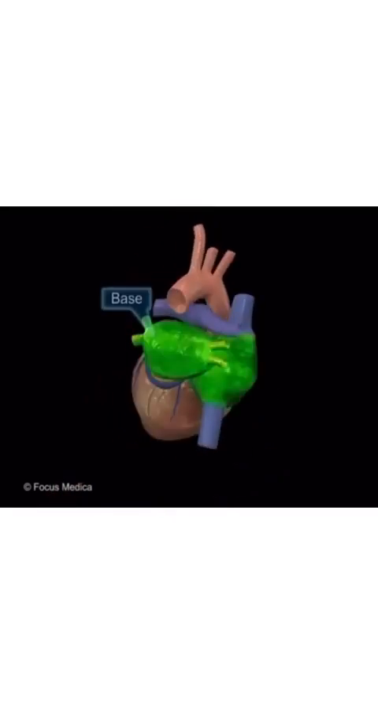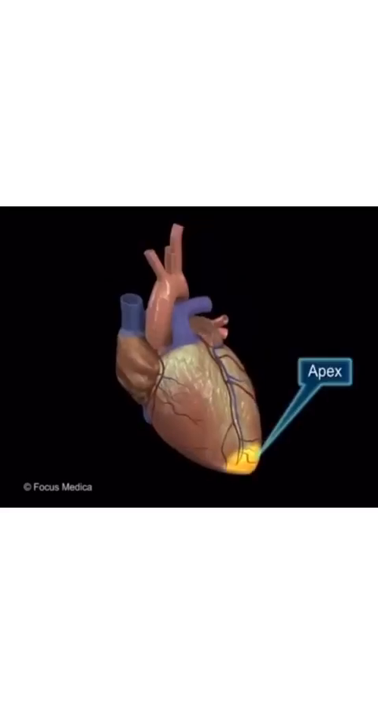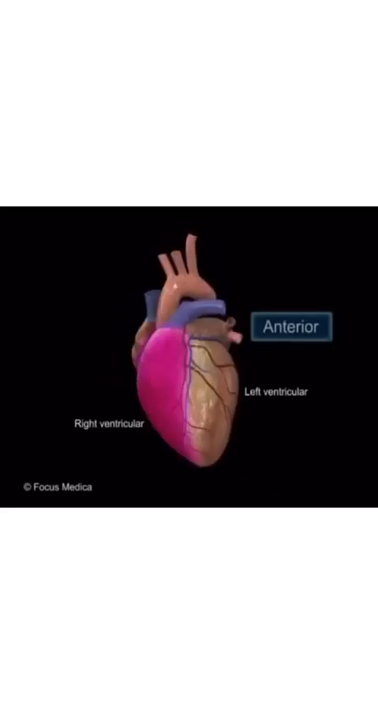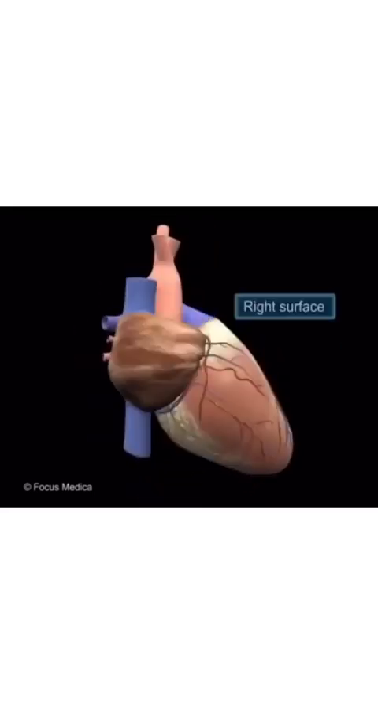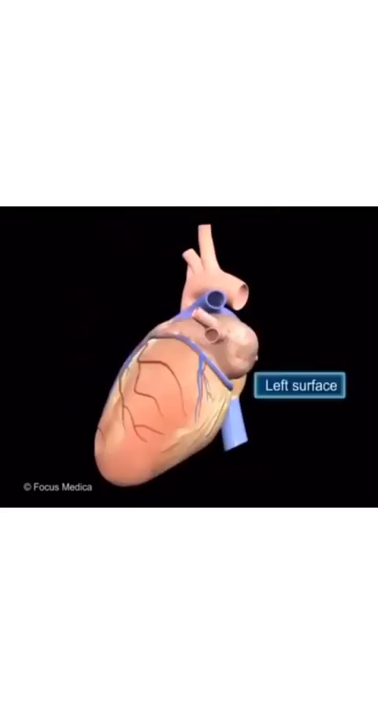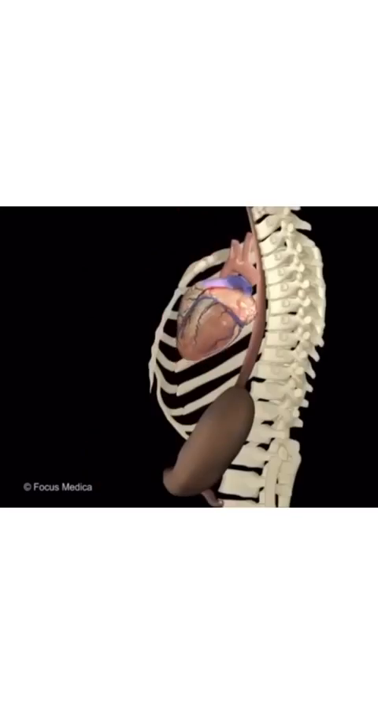The heart has a base, apex, anterior, inferior, right, and left surfaces. Its base is posterior and faces the esophagus.